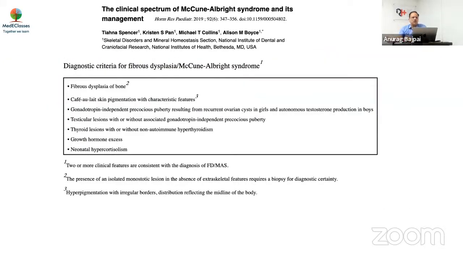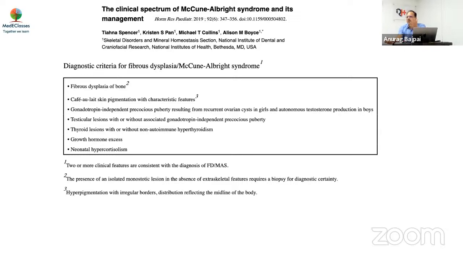So how do you diagnose? This is the group which has done the maximum work as far as McCune-Albright is concerned, the NIH group. What they are saying is that you need to have two or more clinical features to reach the diagnosis. And the classical features are, of course, fibrous dysplasia, which is the most common, cafe au lait spots with characteristic features, gonadotropin-independent precocious puberty, then testicular, thyroid and other scenarios. So this is something we need to be very, very careful about. They are talking about two or more as a criterion.